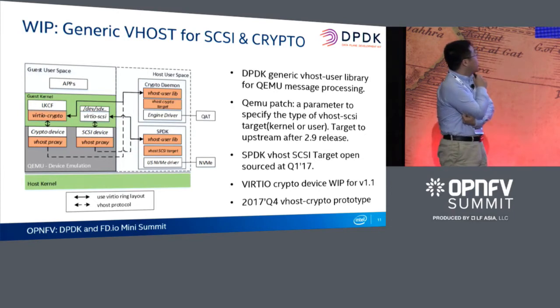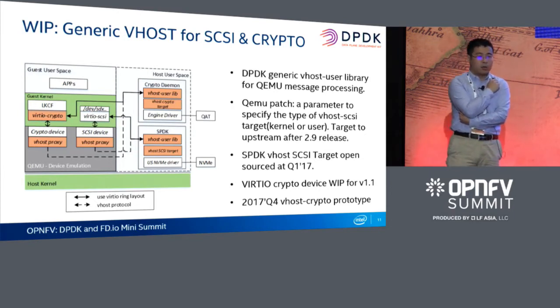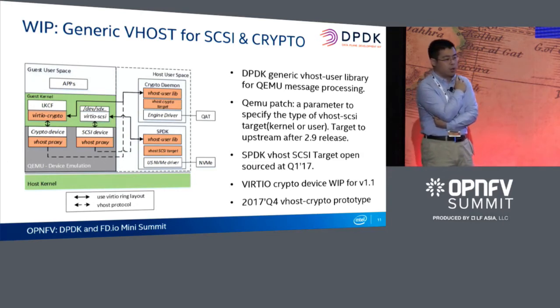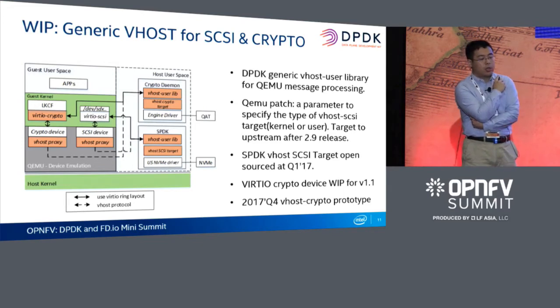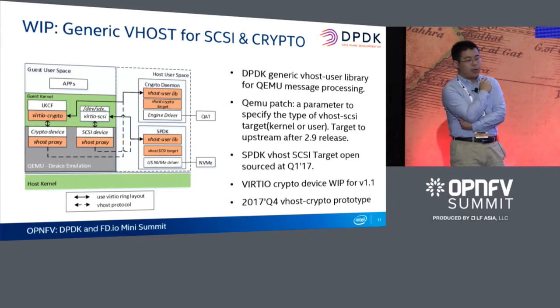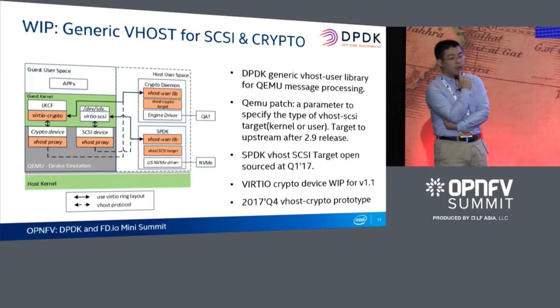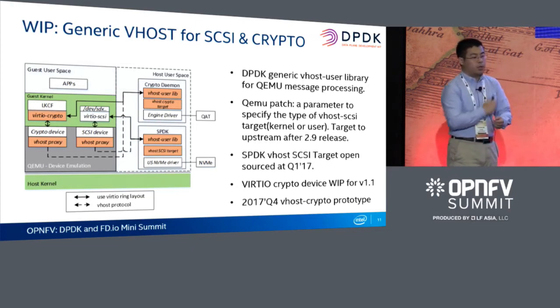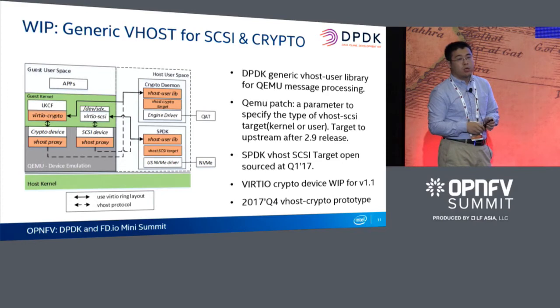The use case on the storage side is that Intel has another open source project, SPDK, storage for storage. SPDK can use this backend and build an application to drive the user space NVMe driver. In that way, your guest application can leverage the host hardware to access the storage device directly. On the crypto side, you can build a crypto service daemon using that library to access your hardware acceleration. On the software side, the vhost library API is quite generic, so you have those semantics to enqueue and dequeue messages from the guest.